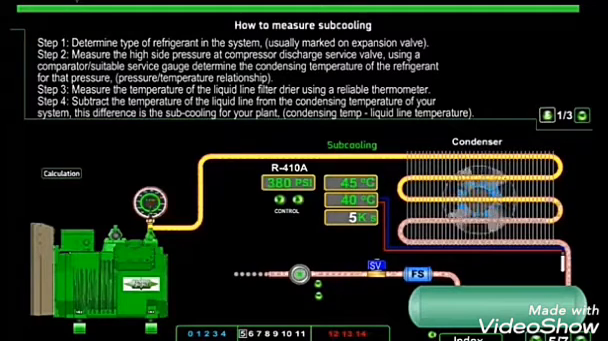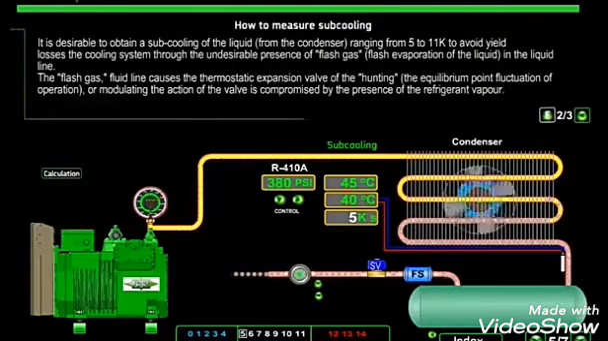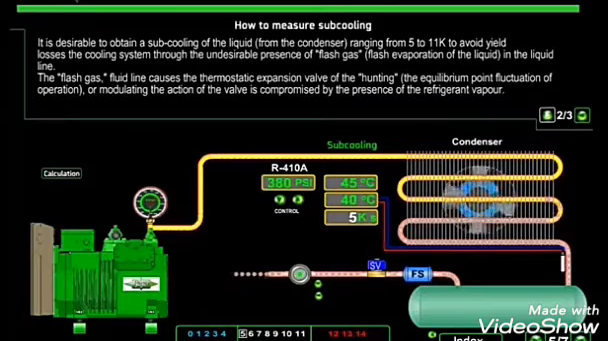So the total superheat is obtained by measuring the temperature of the suction line, then subtracting the saturation temperature from the temperature of the suction line.